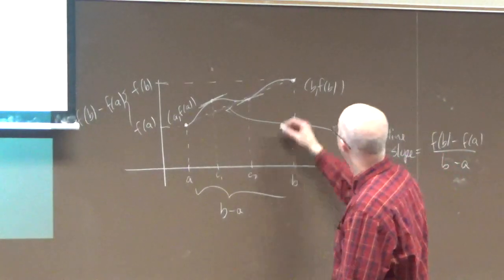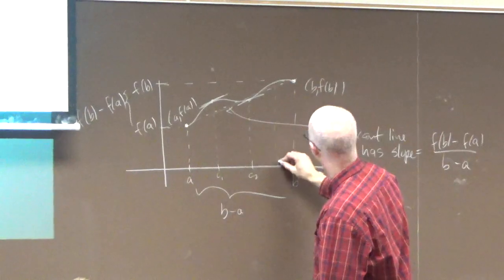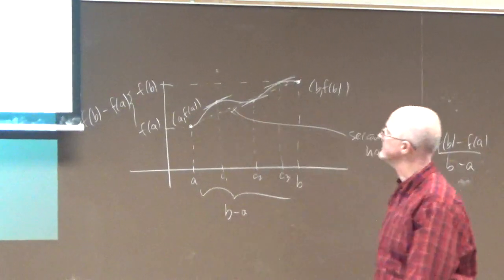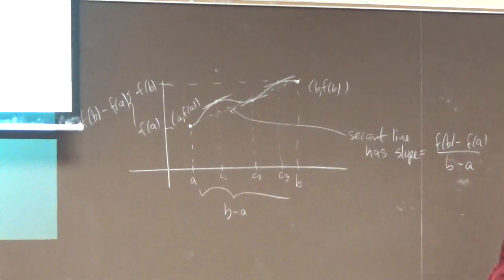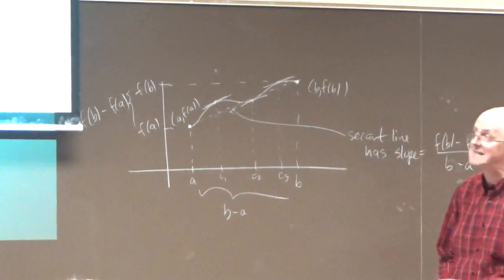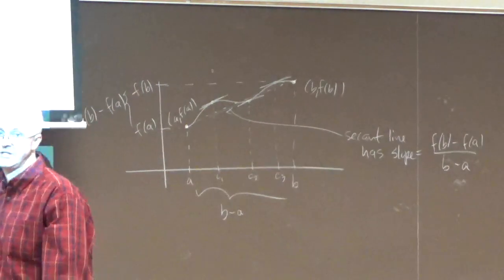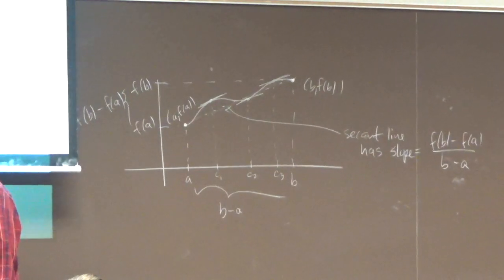And there's a third point, right about here, where the slope of the secant is the same as the slope of the tangent. So for this particular graph, there's 3 c's that work. But in general, you might just have one value c.